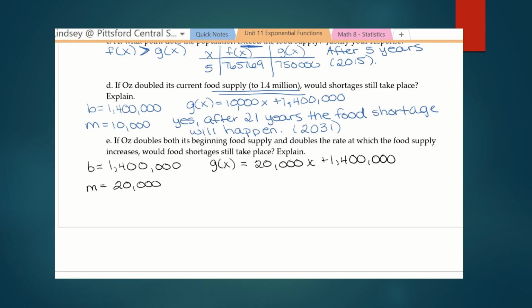So looking at my table, uh-oh, a shortage is going to happen. So yes, a shortage is going to happen after 24 years. So remember, that x value of 24 technically means 24 years after the year 2010. So 24 years after the year 2010, we're looking at 2034. Oh, goodness. That's when we're going to have a shortage in Oz.